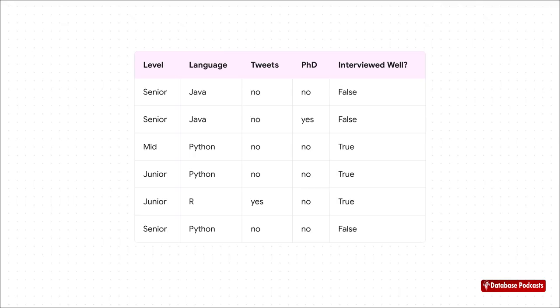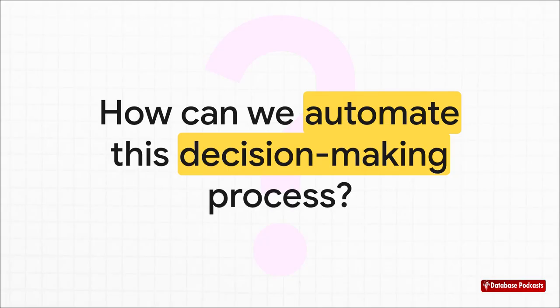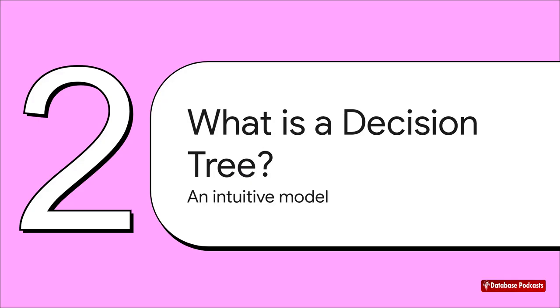Now, the real goal is to use all this history to predict how new candidates are going to do. So, here's the core question, right? Given all this data, how can we automate the decision-making process? How can we get a machine to learn the patterns here so it can make a smart guess about a brand new candidate it's never seen before? Well, that brings us right to our next topic.